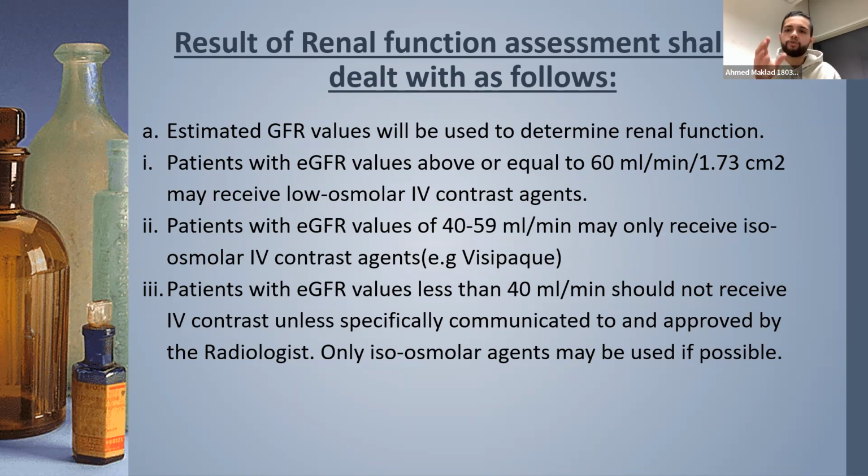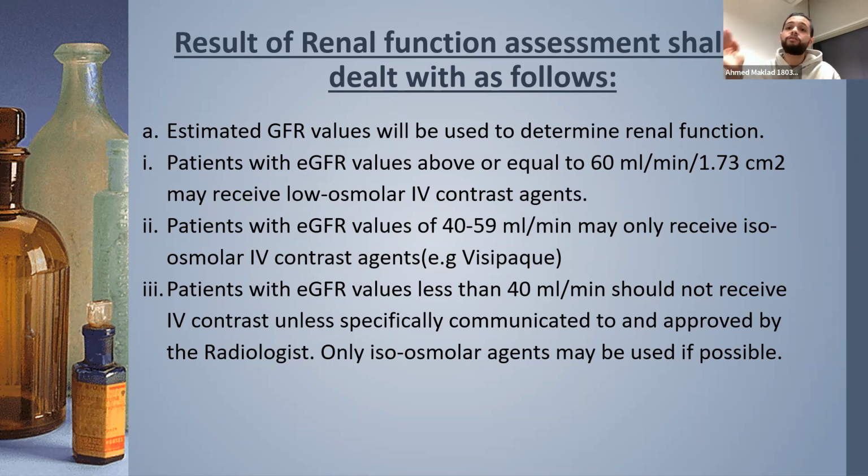Okay. Now, the patient who has a GFR from 59 to 40 should receive isoosmolar IV contrast. This is one of the rare cases where we use isoosmolar IV contrast. So remember this, isoosmolar IV contrast is given in patients who have a GFR less than 59, all right? So keep that in mind. Isoosmolar is used in patients with GFR less than 59.